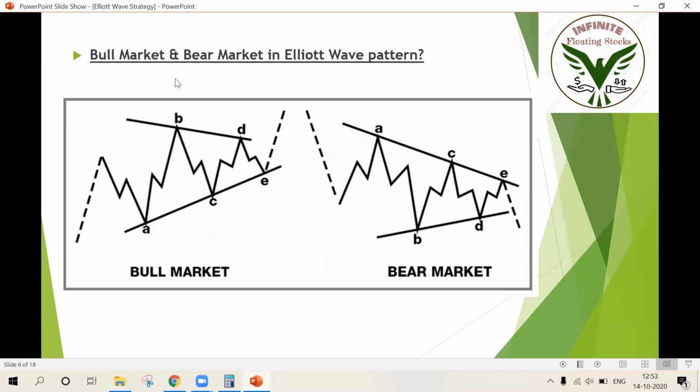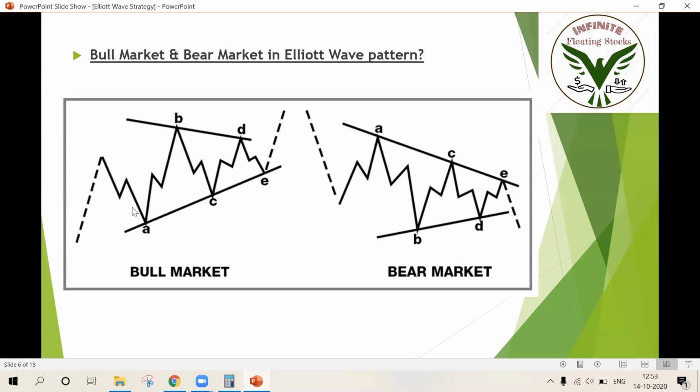Now, bull market and bear market in the Elliott wave pattern. It's very simple. Don't get threatened by looking at the diagrams. Anyway, I'm going to explain all these things on the charts. That will give you very good confidence, and I'll make sure to explain it to you guys in a simplified manner. I won't make things complex.